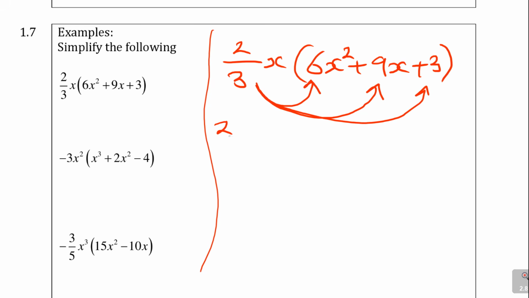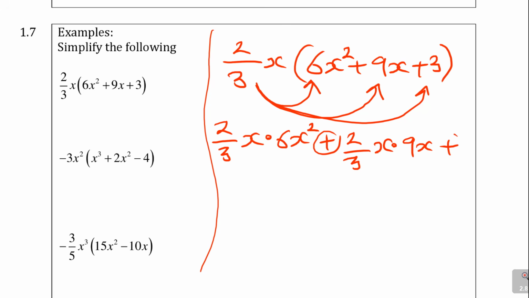But don't forget you are multiplying. For example, it's 2 over 3x and then dot 6x squared. Are you seeing that? And then always put a plus. Always put a plus. Then it's 2 over 3x dot 9x. Always put a what? A plus. When you move to the next arrow, put a plus. It's 2 over 3x and then dot what?